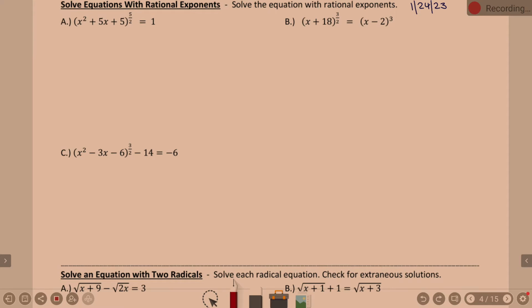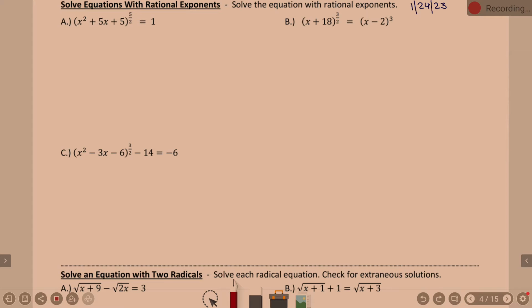Now, your first job is still the same. I'm going to leave them with rational exponents. I'm not going to go the radical route. I think that gets too confusing. Okay? But your first job is still to isolate the radical, except my radical is going to be isolating whatever my rational exponent is on. So in this case, what's already on the left side here, x squared plus 5x plus 5 to the 5 halves, I want that isolated.